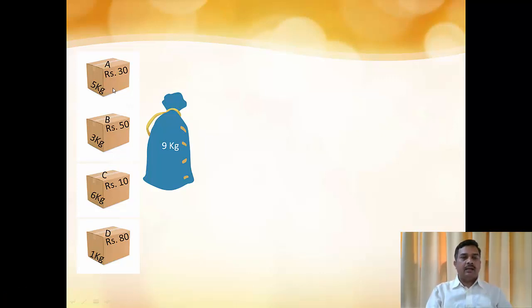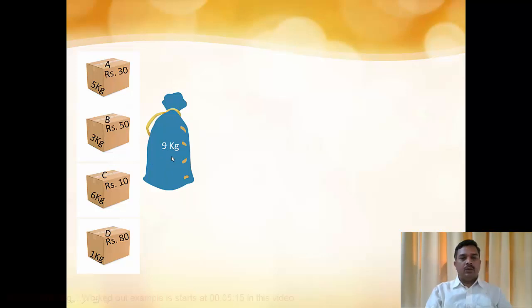Box A contains an item which weighs 5 kg and is worth 30 rupees. Box B weighs 3 kg and is worth 50 rupees. Box C weighs 6 kg and is worth 10 rupees, and box D weighs 1 kg and is worth 80 rupees. We are given a knapsack or bag and we want to put the items into this bag so that it will not exceed 9 kg and we will get maximum profit.